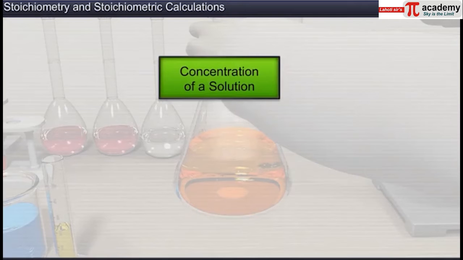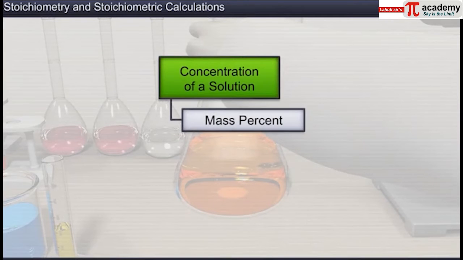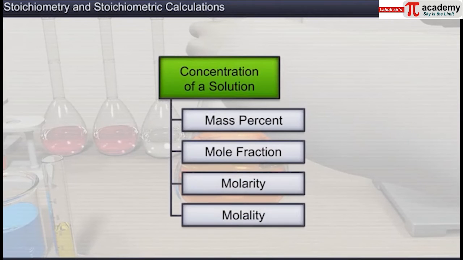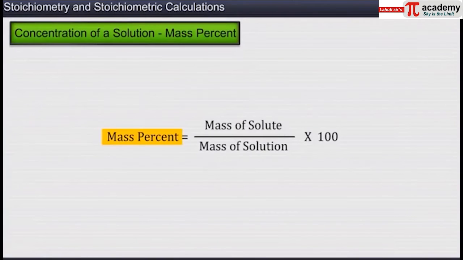We can express the concentration of a solution present in a given volume through four methods. They are mass percent, mole fraction, molarity, and molality. Let's look at each method. The mass percent of a solution is determined by dividing the mass of the solute by the mass of the solution and multiplying it by 100.